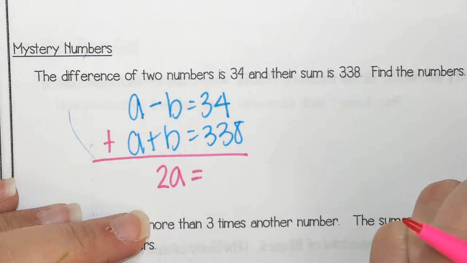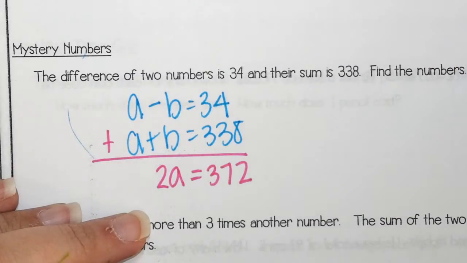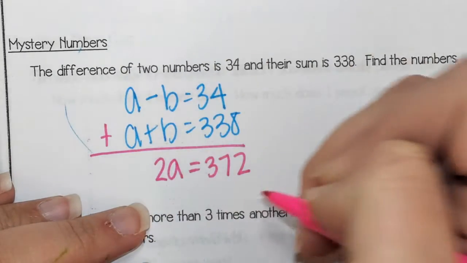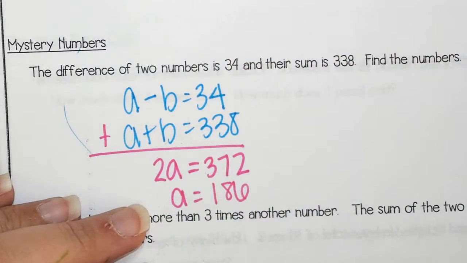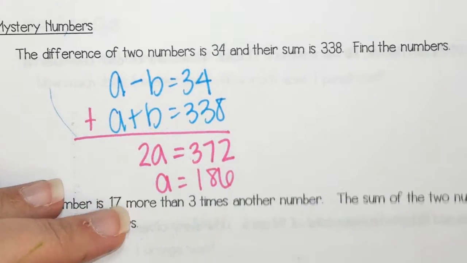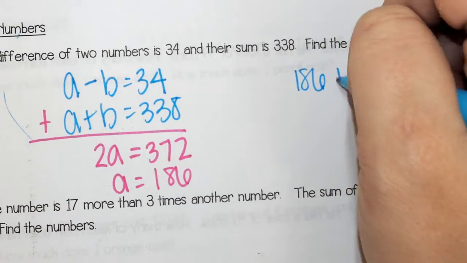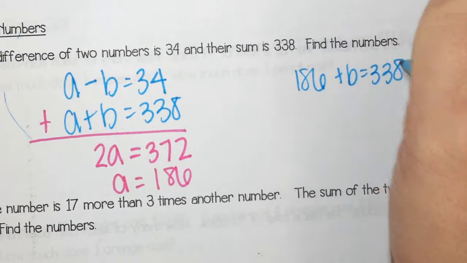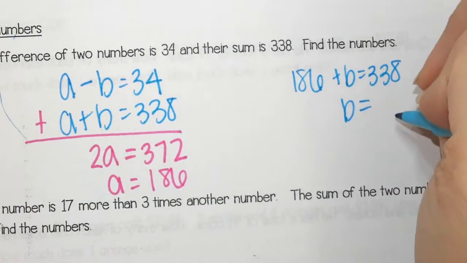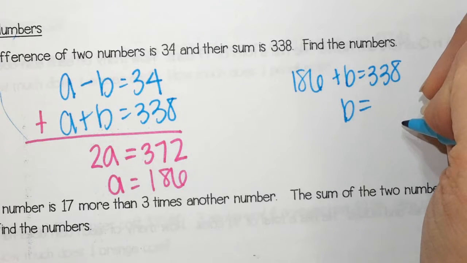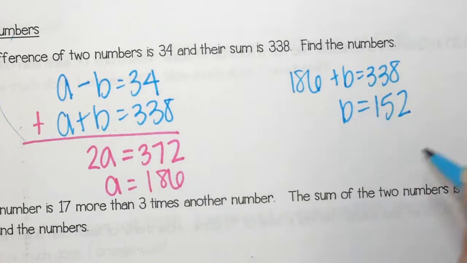372? Yes. Okay. Alright, and then you divide by 2, and what is A? Okay, so how do we get B? Plug it back in. Does it matter where we plug it in? Nope. I'm going to plug it in the bottom. And B is 152.